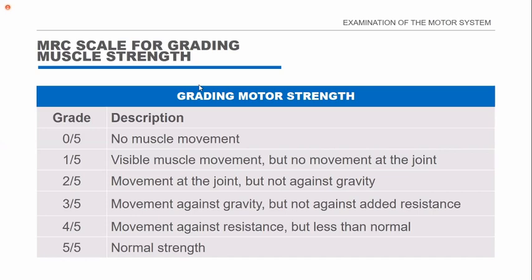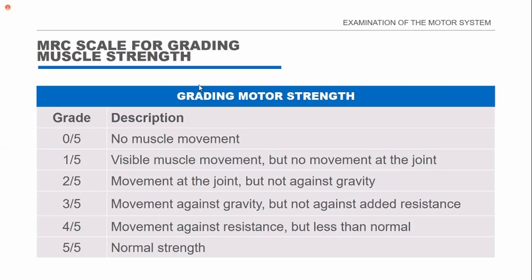Then patient can move, 3 by 5 is patient can move it against gravity, but cannot move it against resistance. Then 4 by 5 is it can move against resistance, but less than normal. For example, if you are putting downward pressure on the muscles of your patient, you can feel the resistance, but patient will not be able to overcome your resistance or your power.